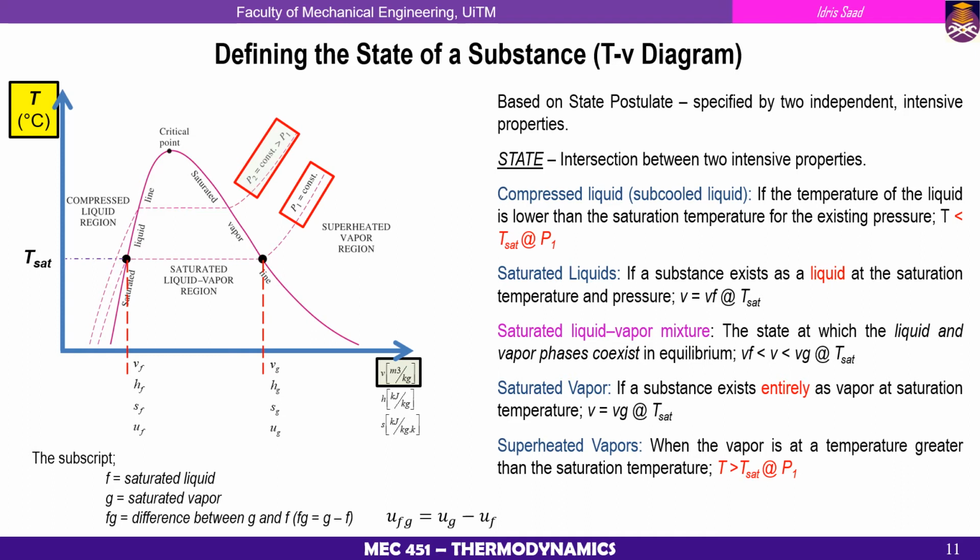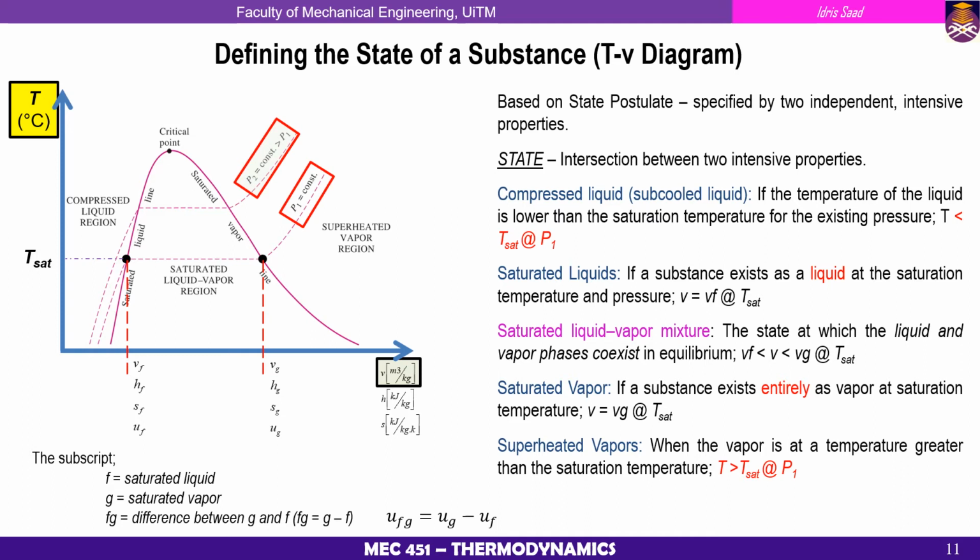So that is the other information regarding the TV diagram. Going back to our main subject of defining the state of the substance, if the temperature of the liquid is lower than the saturation temperature for the existing pressure, or we can write it as T is smaller than T sat at P1, then the state is in the compressed liquid region. If we have a substance that exists as a liquid at the saturation temperature and pressure, or we write it as v is equal to vf at T sat, then it is a saturated liquid.